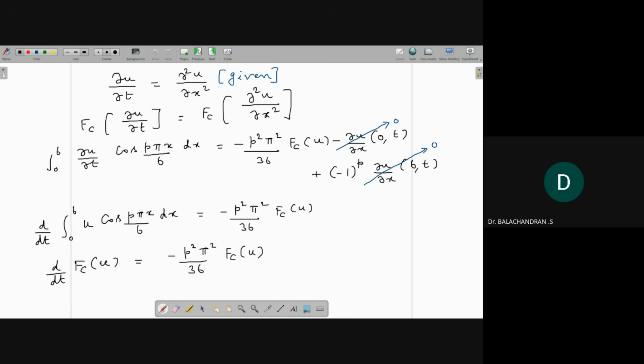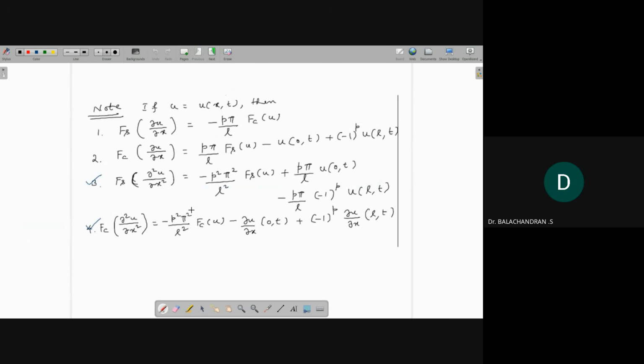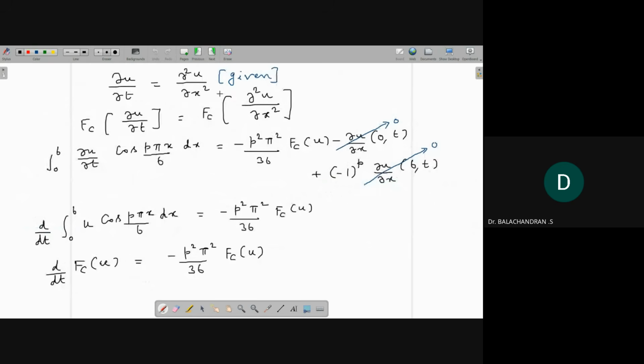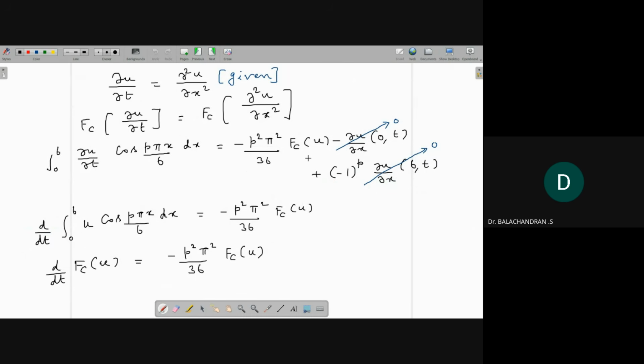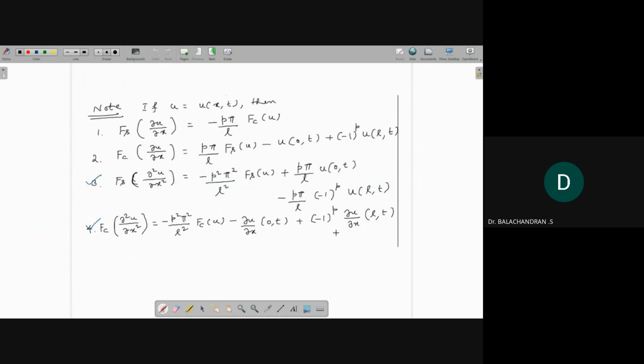I gave the result, you can check it here. Minus p square pi square by L square, L is 6, so 36, minus p square pi square by 36 into Fc of u. That is the first term. Next term, you can check: minus dou u by dou x of 0 comma t, and then the next term, minus 1 whole power p into dou u by dou x of L, L is 6, comma t.